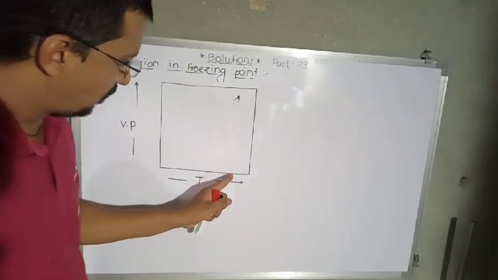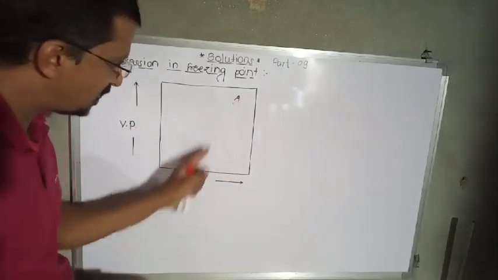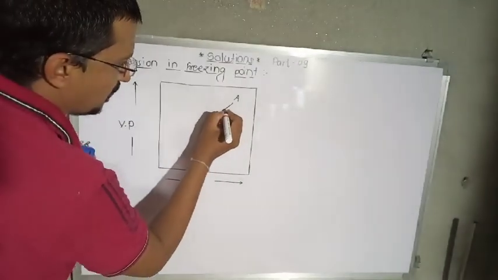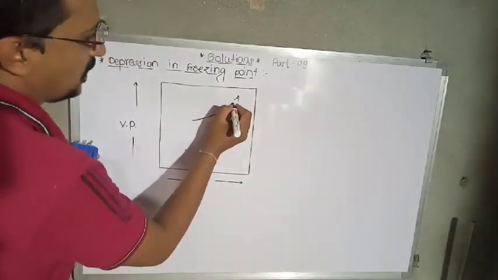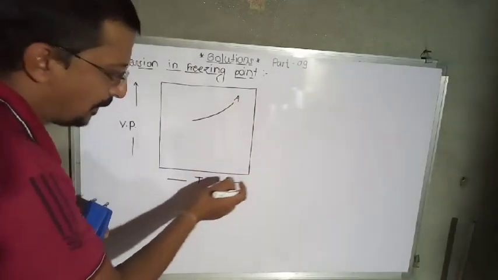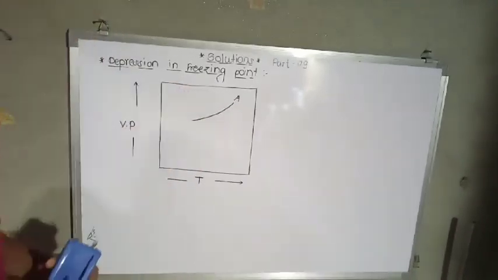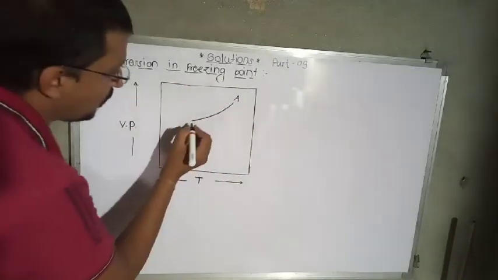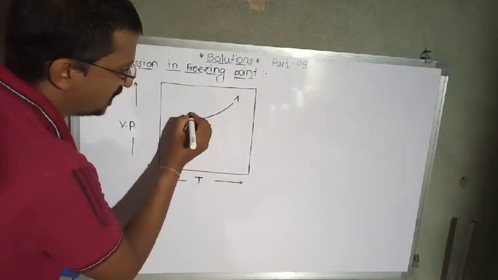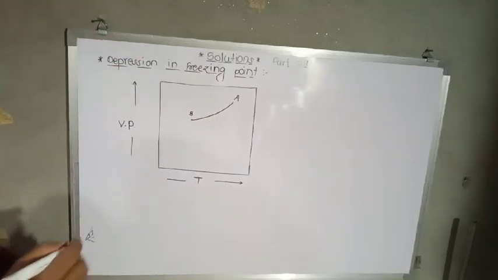That's why when temperature is more, vapor pressure is also more. If you decrease the temperature, vapor pressure decreases, isn't it? Now this can be shown like this: vapor pressure decreases. As you decrease the temperature, the vapor pressure of that pure solvent goes on decreasing, isn't it? But at some particular point, suppose at point B, what happens?